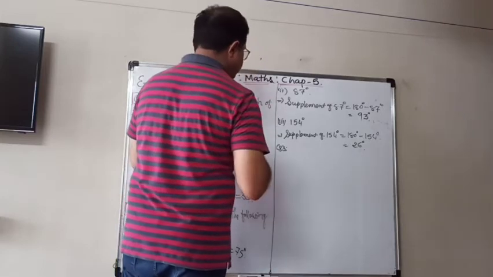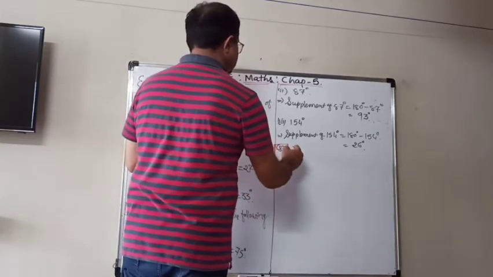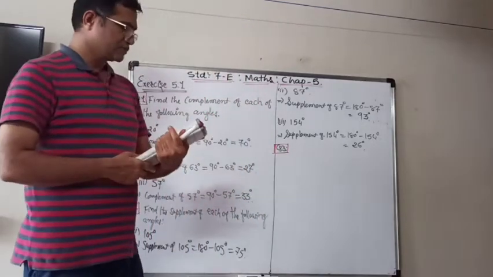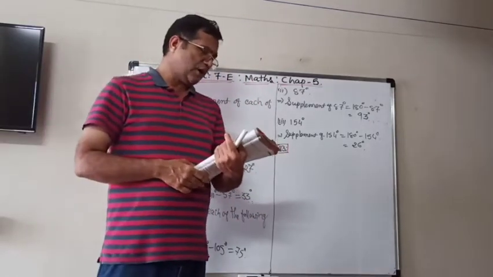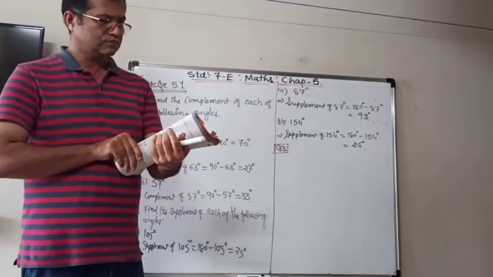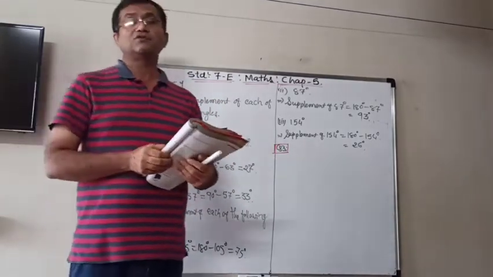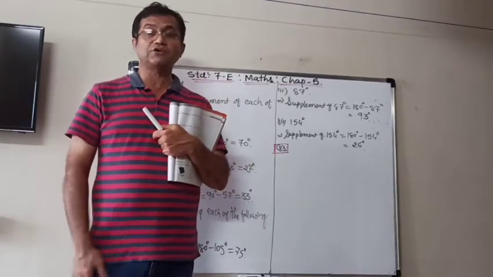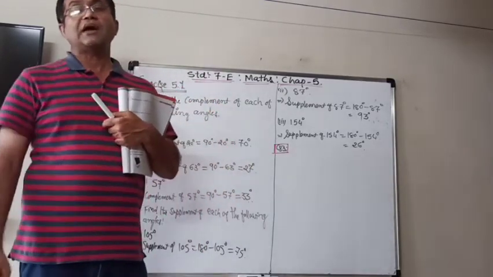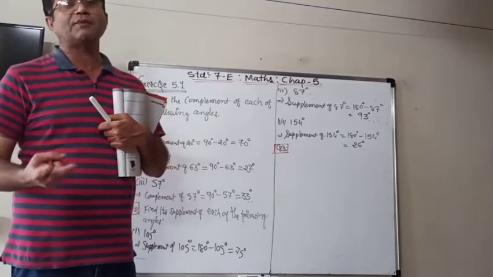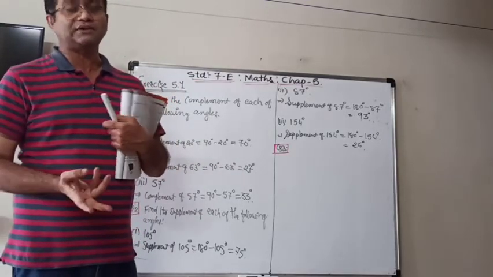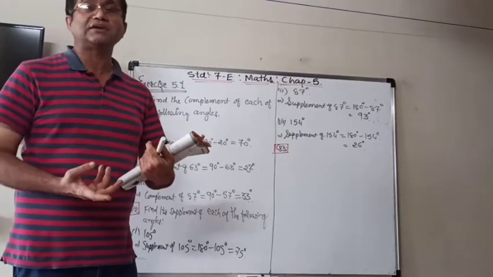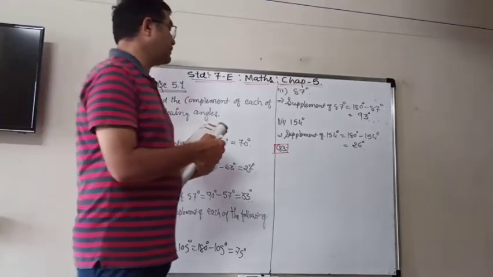Now question number 3 is a little different, in which pairs of angles are given. We have to check which are complementary and which are supplementary. How will we do it? When we add them, if the sum of them is 90 degrees, they are complementary. And if the sum of them is 180, they will be supplementary.